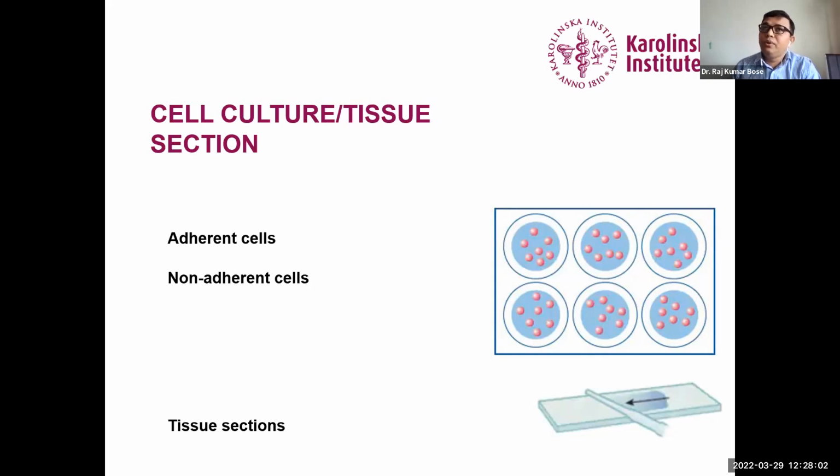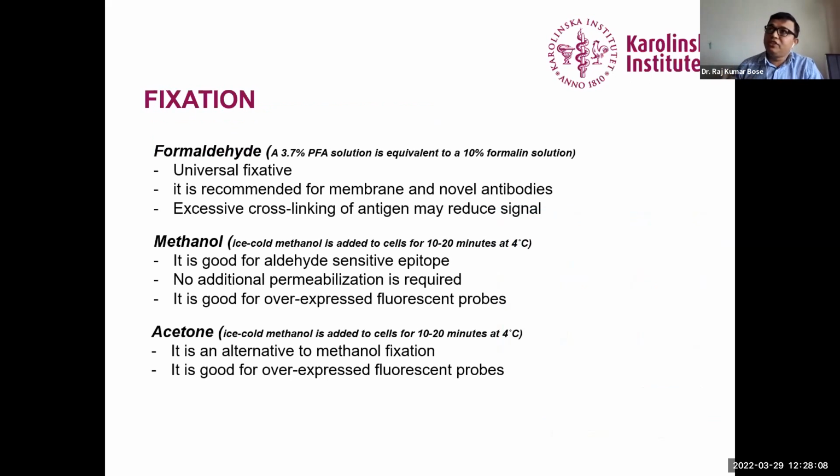When your cells or tissue are ready for immunocytochemistry, you can go for the fixation step. Here you can use different reagents to fix the cells, but formaldehyde is the most commonly used fixating reagent, and it is recommended for membrane and novel antibodies. But it is a cross-linking reagent, so it can reduce signal. In that case, you can use methanol or acetone. For example, some epitopes are really sensitive to aldehyde. Sometimes people use a mixture of methanol and acetone.